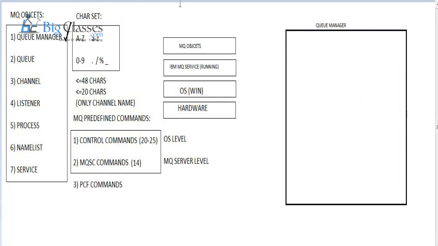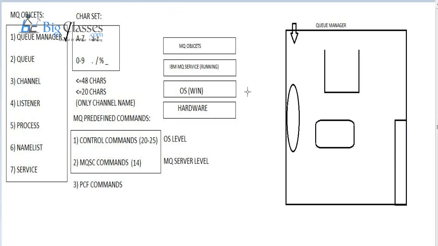Look at here. Initially, I create the Queue Manager object. Once the Queue Manager object is created, with that control, we can define the objects queue, channel, listener, process, name list, and service. This is channel, this is listener, process, name list, and service. If you don't define the Queue Manager object, you cannot define the rest of the MQ objects. Queue Manager controls and holds MQ objects. It is the owner of the MQ objects.